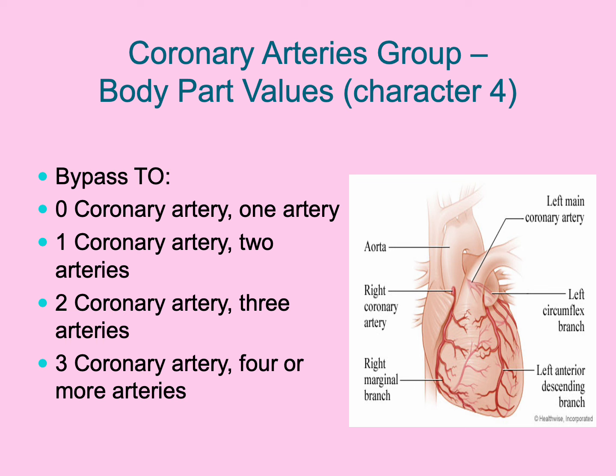So let's start with those first 6 rows. The body part values are bypassed to. We have these values: 0, coronary artery, 1 artery, 1 coronary artery, 2 arteries, 2 coronary arteries, 3 arteries, 3 coronary arteries, 4 arteries. Now notice that these are numbers. They don't indicate specific arteries. The specific arteries are indicated in the picture here, but they don't talk about specific arteries in the body part values, which is very different. Usually the body part values are so specific, but in this case, they are not.